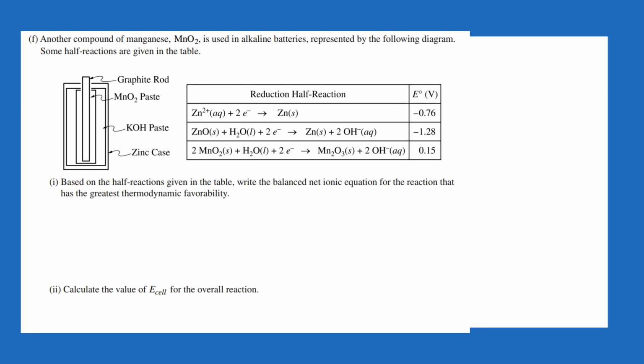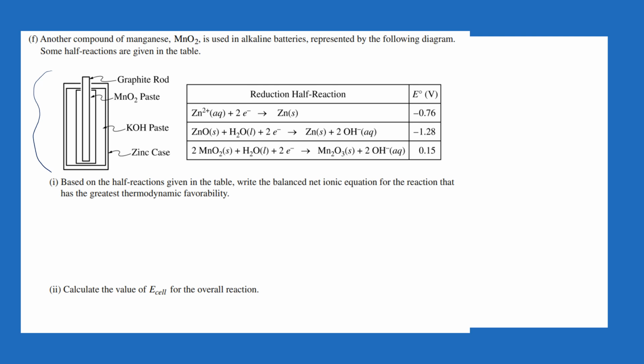Okay, so we have MnO2 used in alkaline batteries represented by the following diagram. So this picture doesn't really affect your answers for this question, but it's a battery, right? So it's an electrochemical cell. It's just not drawn how we usually see it, but hopefully it shouldn't have affected any of your answers.